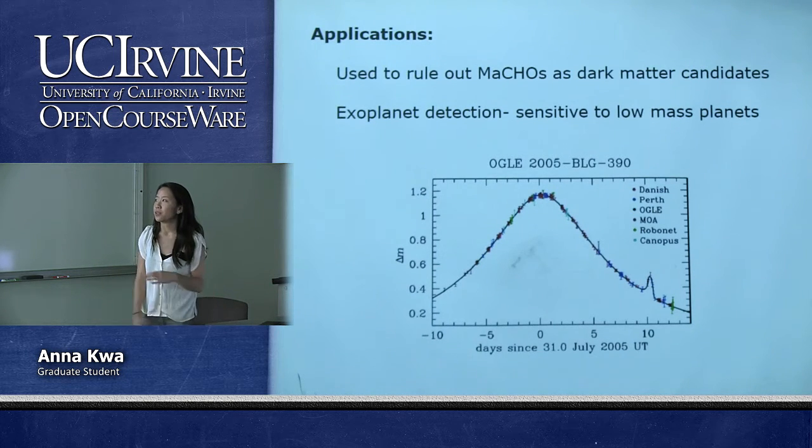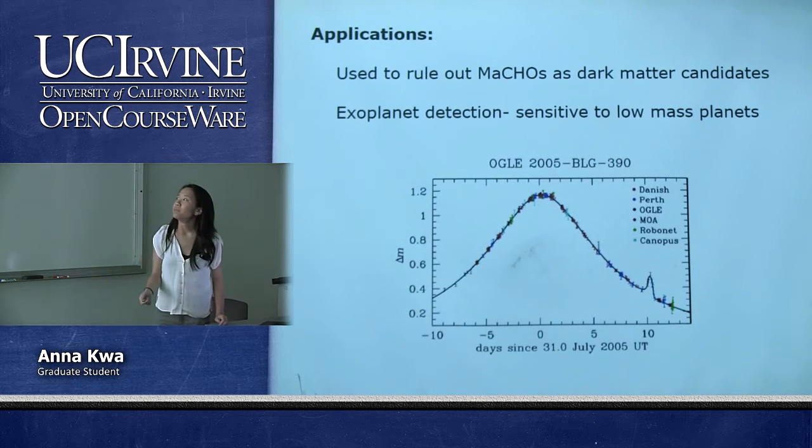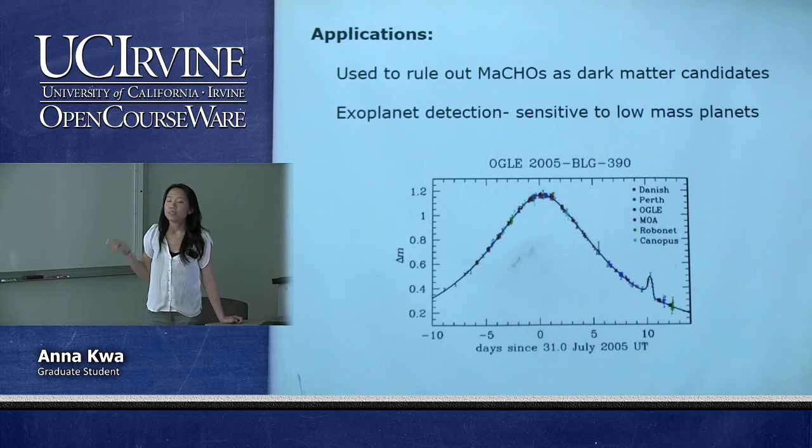So there was actually a big survey to look for microlensing events, and when they saw that there weren't enough of these events for the number of MACHOs that you would need to explain away dark matter, MACHOs were pretty much ruled out. A really interesting way to use microlensing is to look for exoplanets.